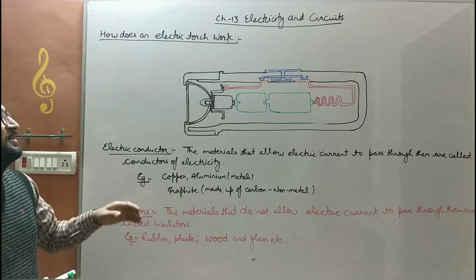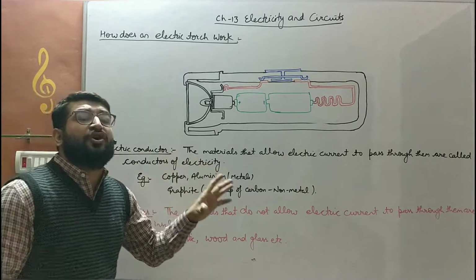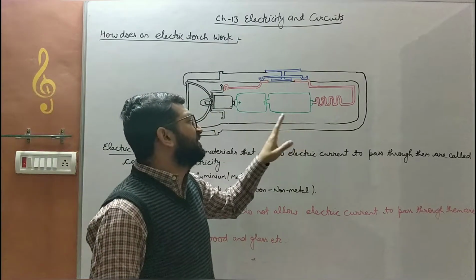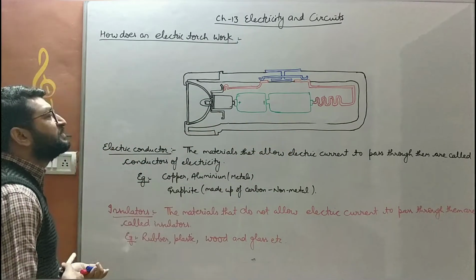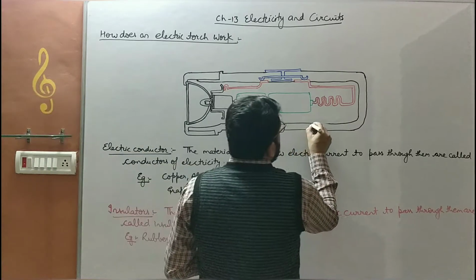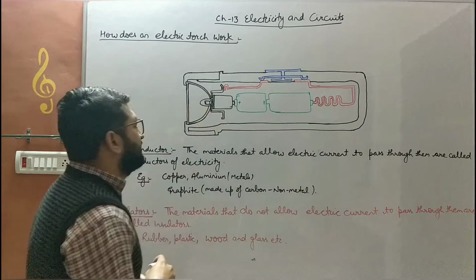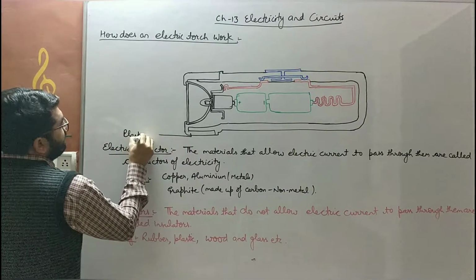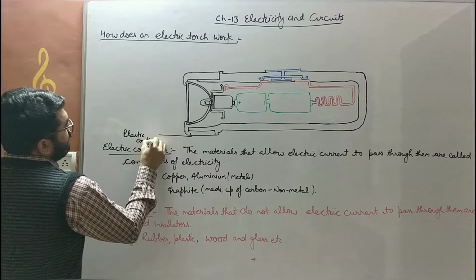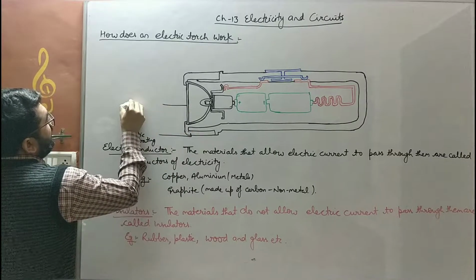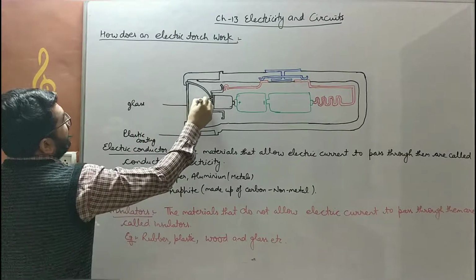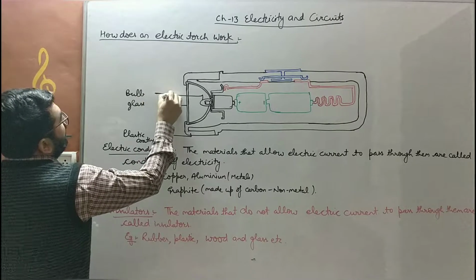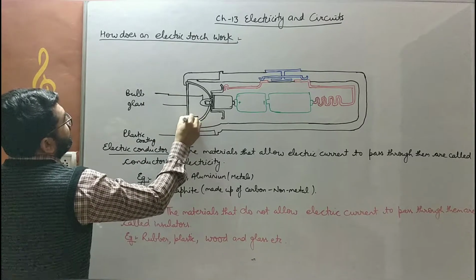Now we'll discuss how an electric torch works. There's a diagram drawn on the board, and the diagram is present in your book as well. This diagram represents the internal structure of a torch. You must have seen a torch in your life. It has a plastic coating. There's a glass in its front. Inside it there is a bulb, an electric bulb. Nowadays torches come with an LED bulb.